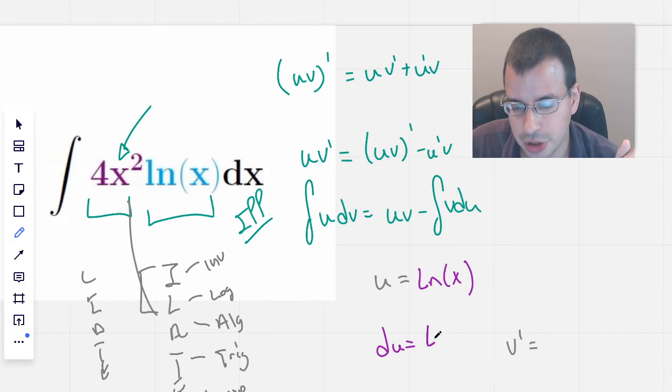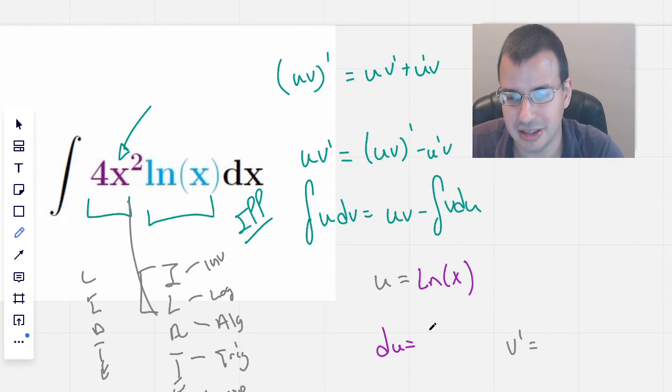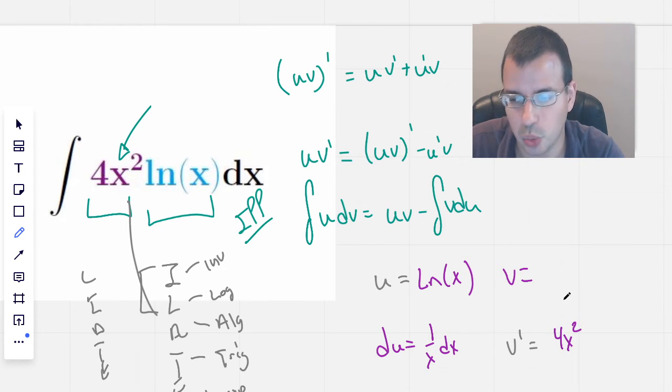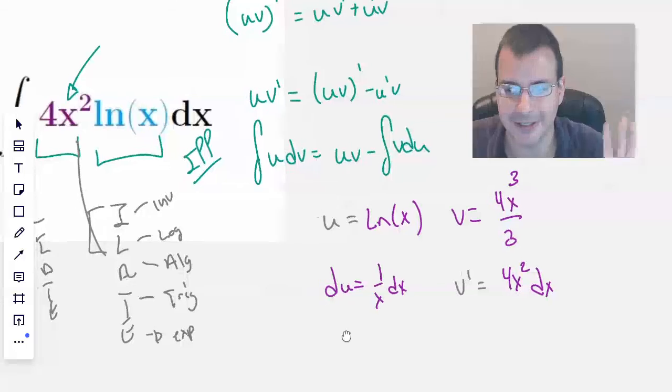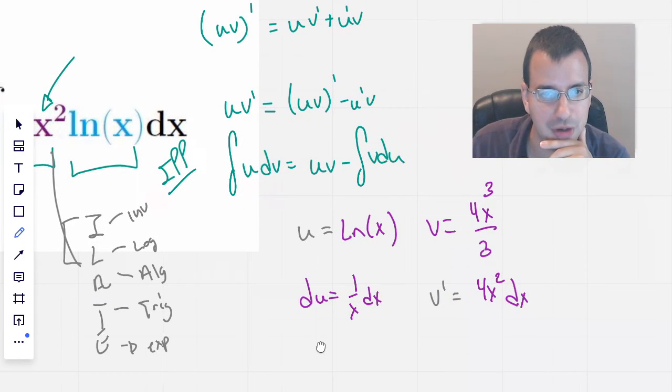So du equals 1 over x dx. V prime equals 4x squared. Therefore, we have v equals 4x cubed over 3, 2 plus 1 over 3. And I'll put a little dx down there just so we know that it's the derivative.